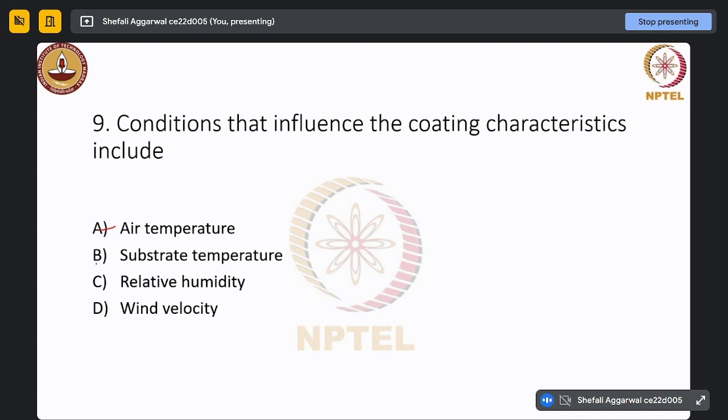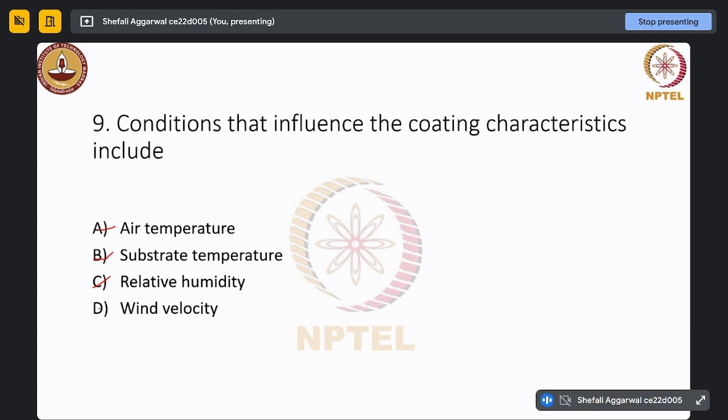Next is the substrate temperature. In the same way, substrate temperature will also affect our coating, because if our substrate temperature is very high or very low, the adhesion between the coating and the substrate won't be proper. So substrate temperature is also important. Relative humidity too. If our humidity is very high, we have adhesion issues between the substrate and the coating. Last is the wind velocity.